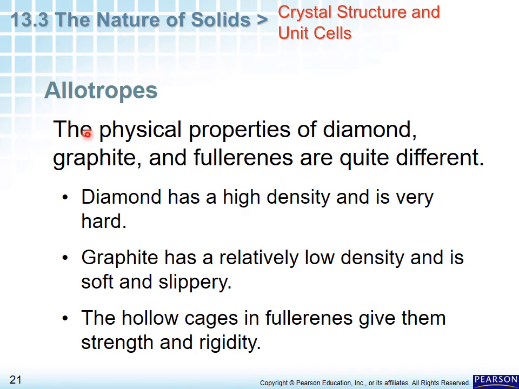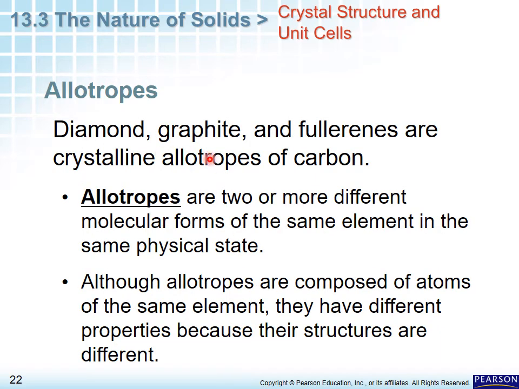So what are the allotropes? The physical properties of diamond, graphite and fullerene are quite different. Diamond is high density and is hard, very hard. Graphite is relatively low density and soft and slippery, and the hollow cage of fullerene gives them strength and rigidity. So diamond, graphite and fullerene are the crystalline allotropes of carbon.